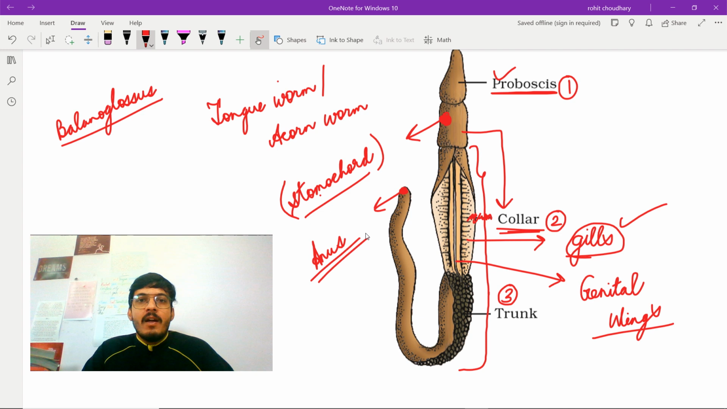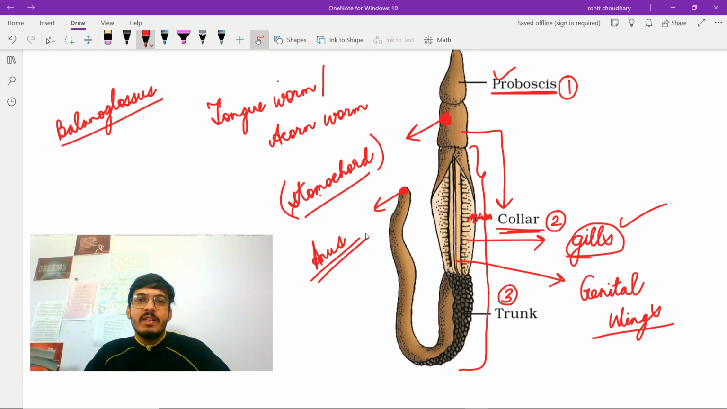Alright. And two to three important features we need to discuss that we have not studied earlier. We have studied that the circulatory system is of open type and the blood is colorless with amoeboid corpuscles, and sometimes the respiratory pigment is present named vanadium. As we have studied, indirect development is there. So indirect development means larval stages will be involved.